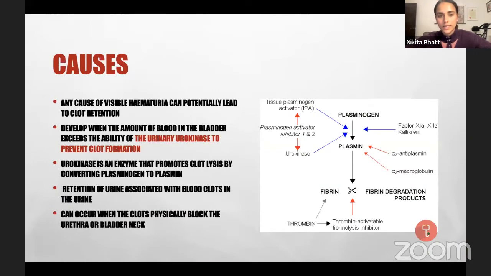So what really causes it? At the basis of it is that any cause of visible hematuria can potentially lead to clot retention. When you develop a large amount of blood in the bladder that exceeds the ability of urinary urokinase to prevent clot formation, it results in clot retention. Urokinase is an enzyme that promotes clot lysis by converting plasminogen into plasmin. And when these clots accumulate in the bladder, it results in retention of urine, and the clots physically block the urethra or the bladder neck. And that's what clot retention is.